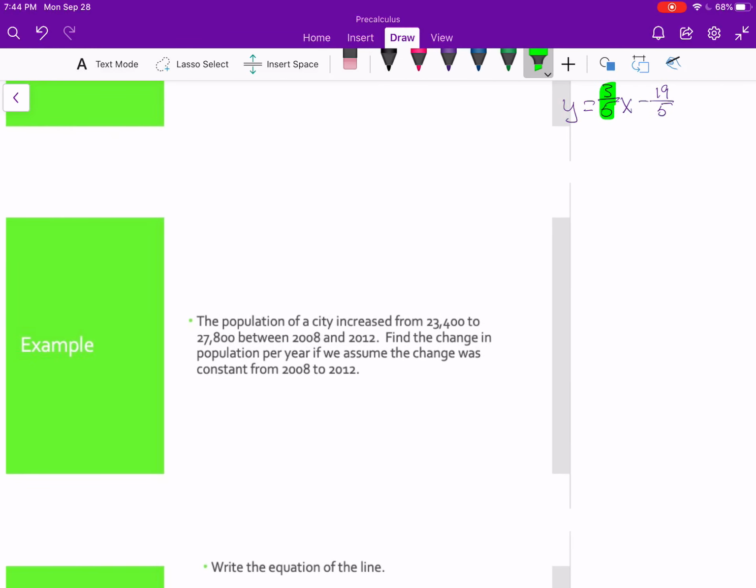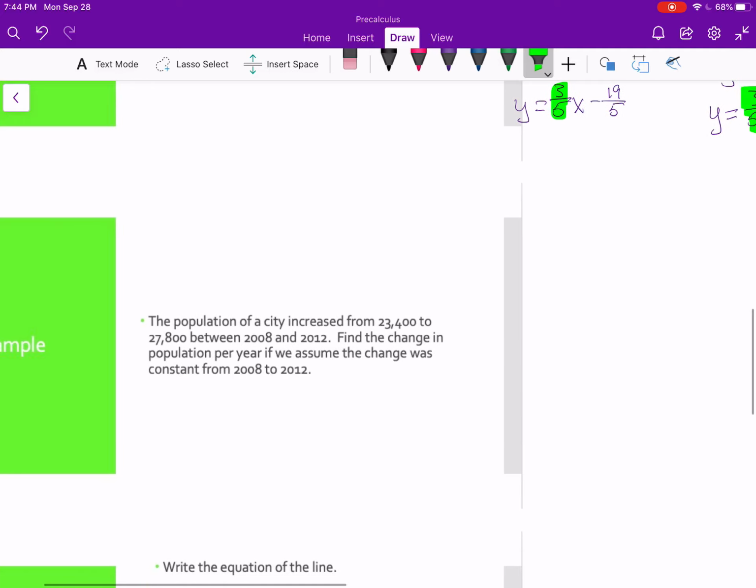All right, the population of a city increased from 23,400 to 27,800 between 2008 and 2012. Find the change in population per year if we assume the change was constant. So basically what we are looking for right now is the slope. In this case, time, if you ever have time, you can always assume that it's going to go on the x-axis. So that means population is the y-axis. So we have 2 points here.